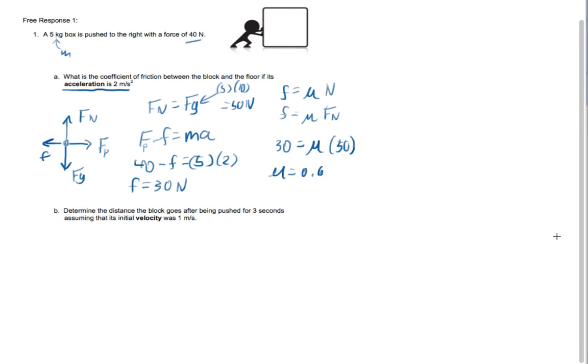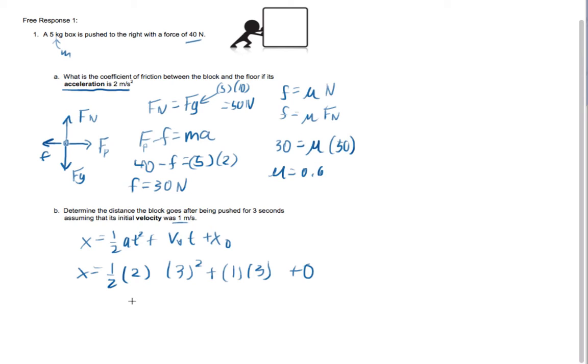Now we want to know the distance the block goes after being pushed for 3 seconds, assuming that its initial velocity was 1 meter per second. So we're going to use the formula x equals 1/2 at squared plus v naught t plus x naught. So x equals 1/2, my acceleration was 2, times t squared, which is 3 squared, plus initial velocity was 1 for 3 more seconds, plus 0. So I'm going to end up getting 9 plus 3, which is 12 meters worth of distance. So that's free response number 1.